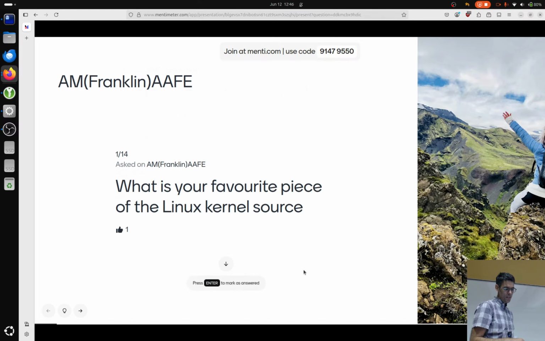What's my favorite piece of the Linux kernel source? I don't think I have a favorite piece. I just love Tux as a mascot. That's not really a piece of kernel source code, but it's something related to that.